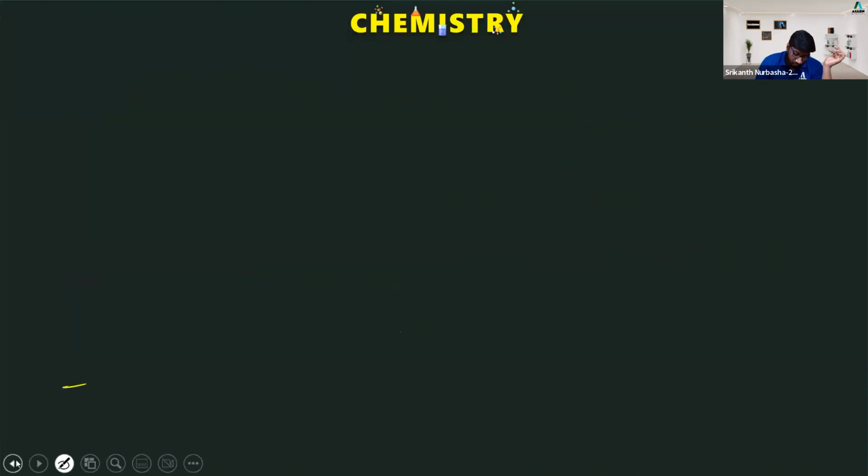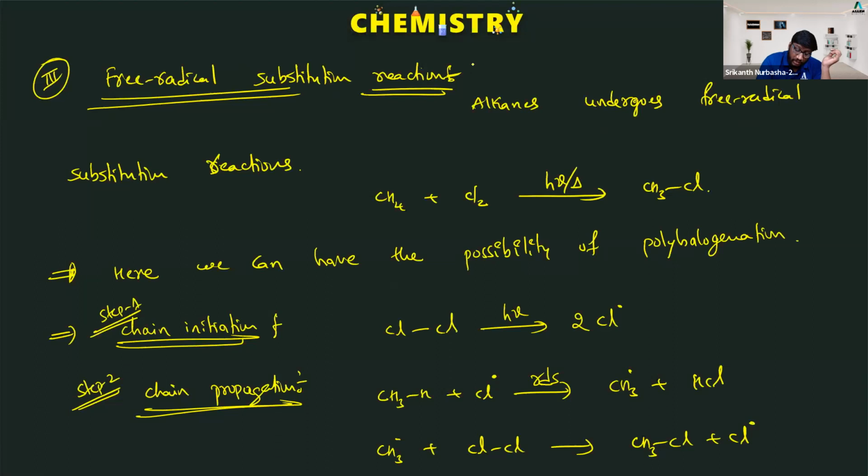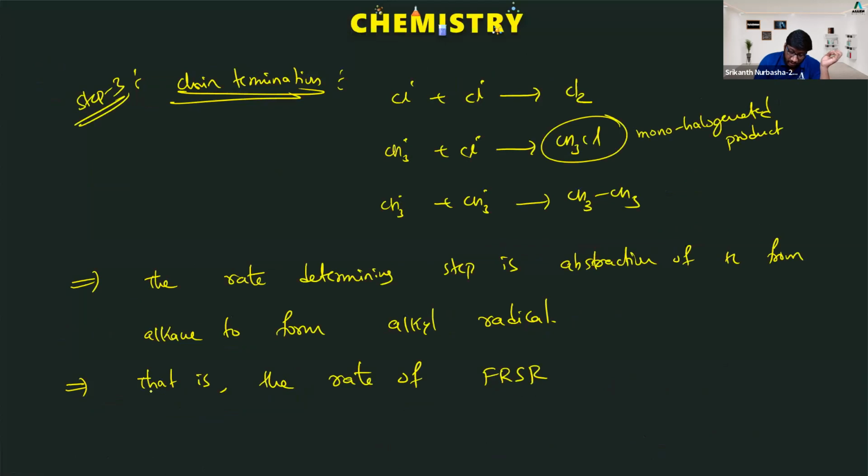That is the rate of free radical substitution reaction, FRSR. The rate of free radical substitution reaction will depend upon the stability of the respective free radical produced.